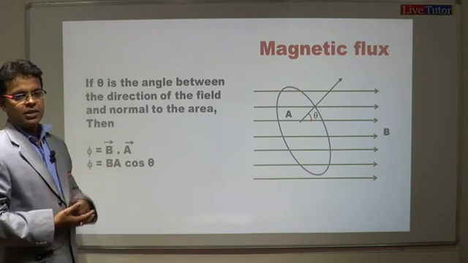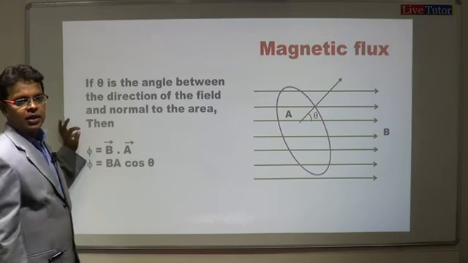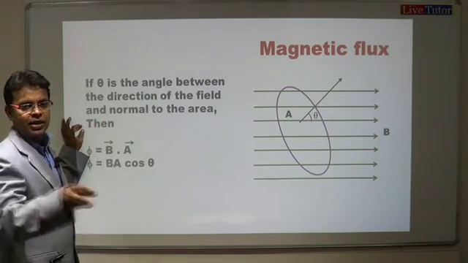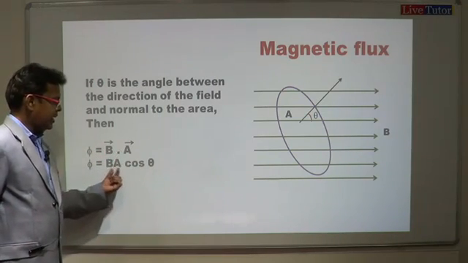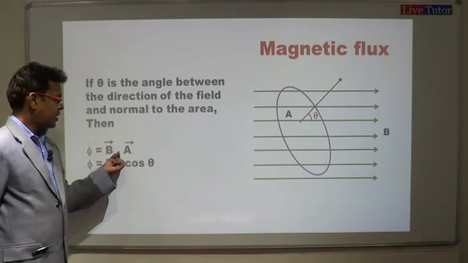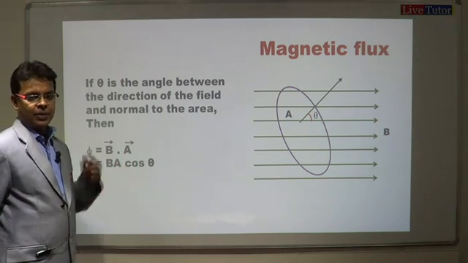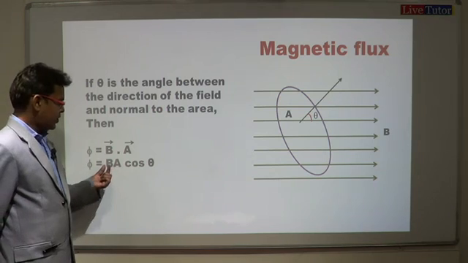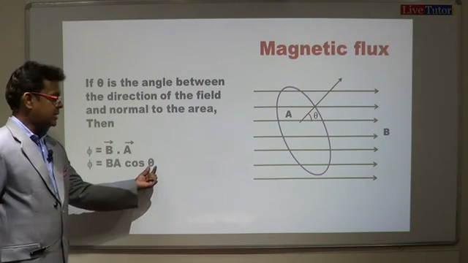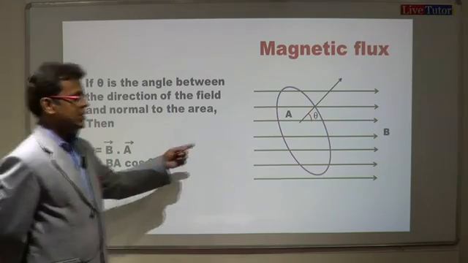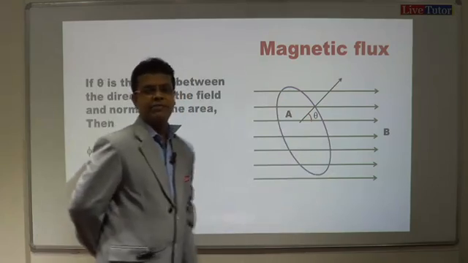It is a dot product, because we are talking about the number of magnetic lines of force, so it is a scalar product. That is why we say dot product. So B A cos theta, B vector dot A vector, like A dot B equals AB cos theta. Here B is the magnetic field, A is the area of cross section, and theta is the angle between the normal to the surface and the direction of the magnetic field.